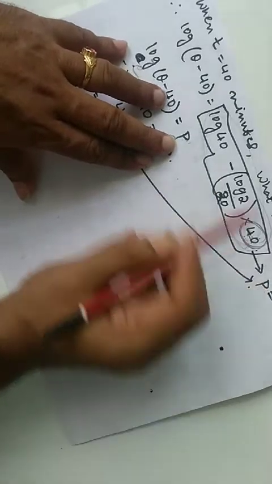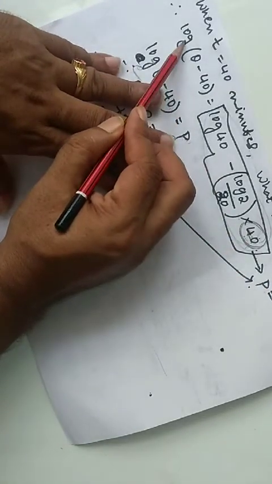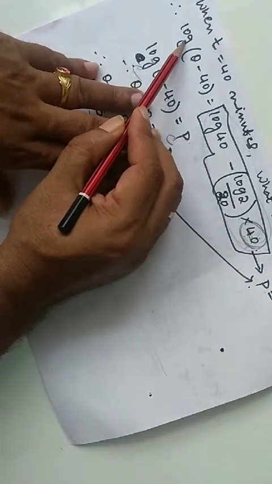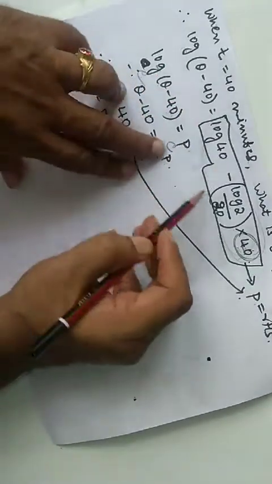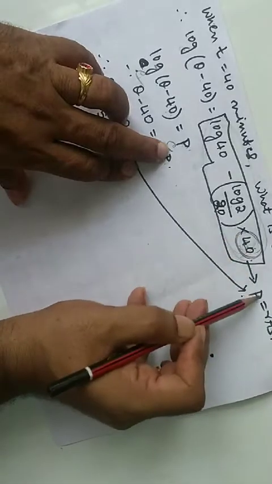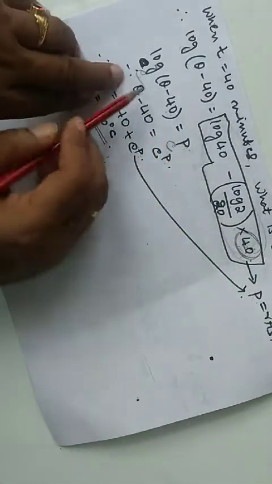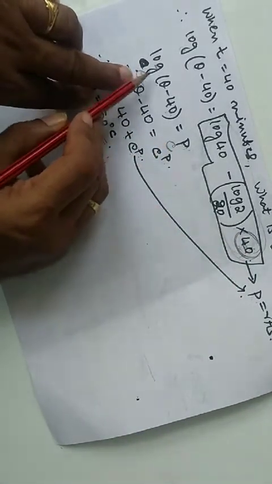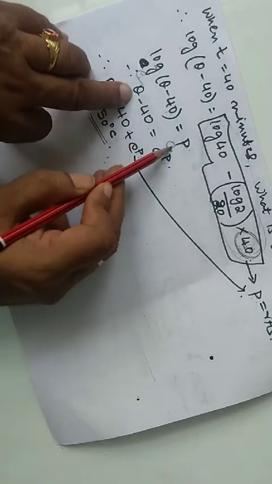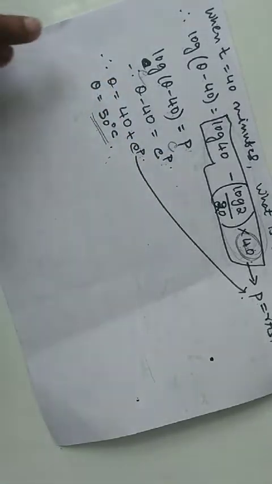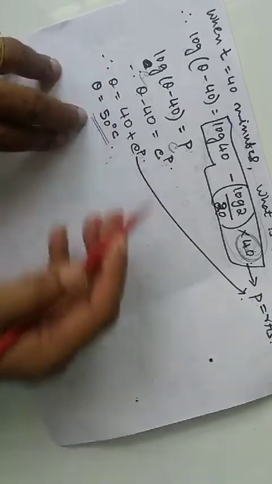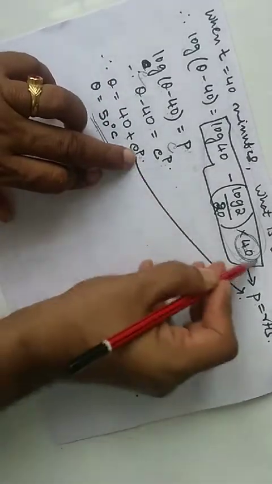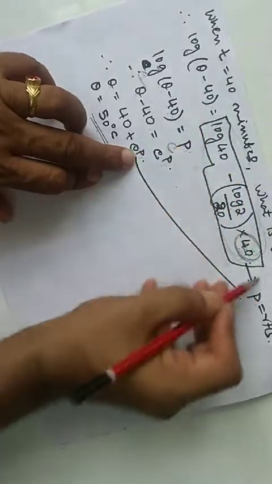Right? P. Now in order to remove this log, as I have told you several times, take it to the base e. e to the power log of theta minus 40 is equal to this RHS, which is P, say, or e to the power P. Now e and log cancel. Theta minus 40 is equal to e to the power P. So what is the value of theta? Theta is equal to e to the power P plus 40. What is the value of P? P means this RHS number, whatever you get.